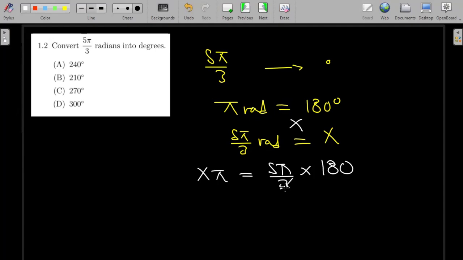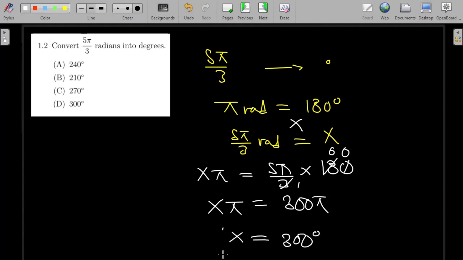So we can say 3 into 3 is 1, 3 into 18 is 6, 3 into 0 is 0. Then we multiply: 5 pi multiplied by 60, I get 300 pi. Here I have x pi, remember? So I'm going to divide both sides by pi. I end up with x is equal to 300 degrees. So 5 pi over 3 radians is the same as this.